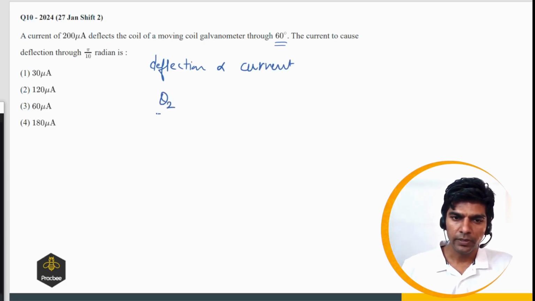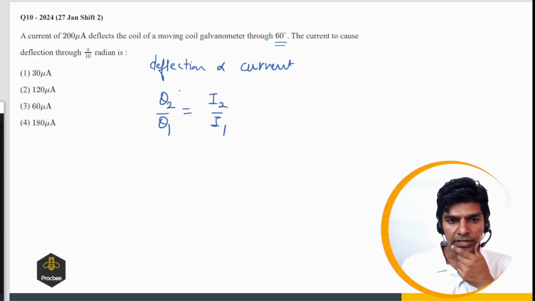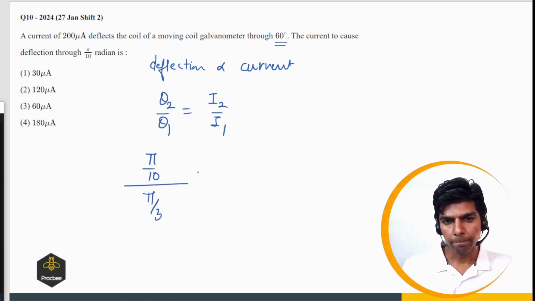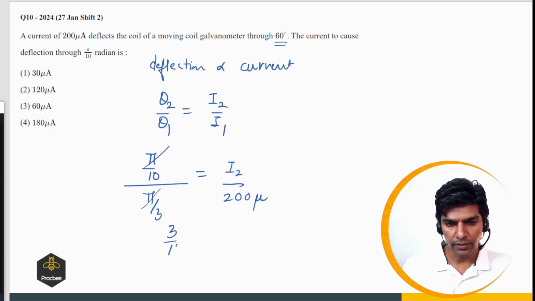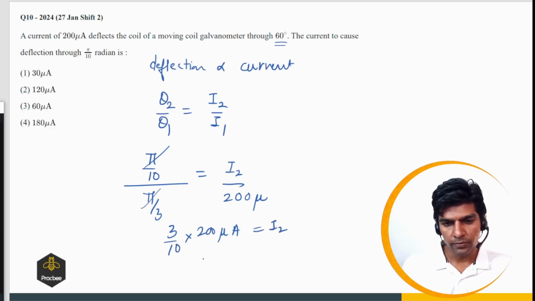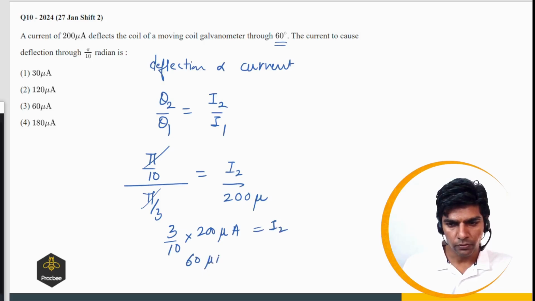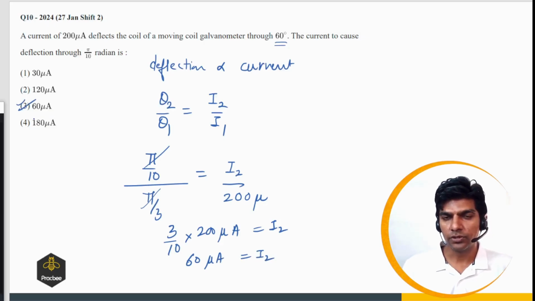So we can say theta 2 by theta 1 will be equal to I2 by I1. Theta 2 is given as pi by 10, and theta 1 is 60 degrees, which is pi by 3 in radians. I2 we have to calculate, and I1 is given as 200 microampere. So pi will get cancelled out. This will be 3 by 10 times 200 microampere, which comes out to be 60 microampere. So I2 will be 60 microampere. So option 3 is the right answer.